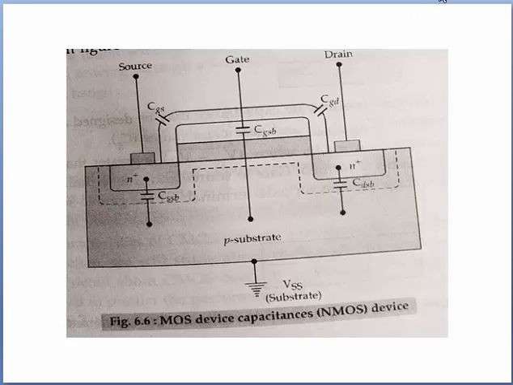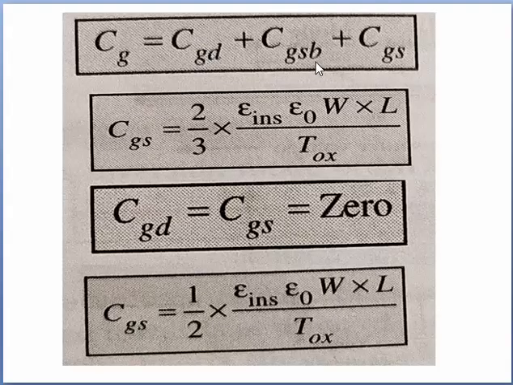So we can say that the total capacitance of the gate is the combination of drain to gate capacitance, gate to substrate capacitance, and gate to source capacitance. The addition of these three capacitances is the total capacitance of the gate. So CG is equal to CGD plus CGSB plus CGS. CGD is the capacitance between gate and drain, CGSB is between gate and substrate, CGS is between gate and source.